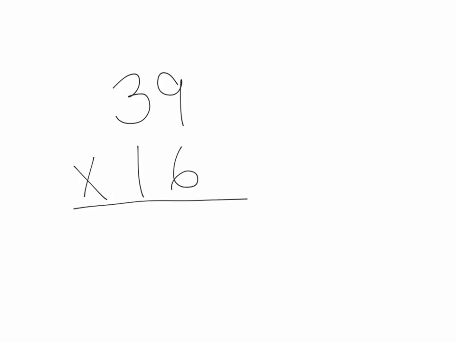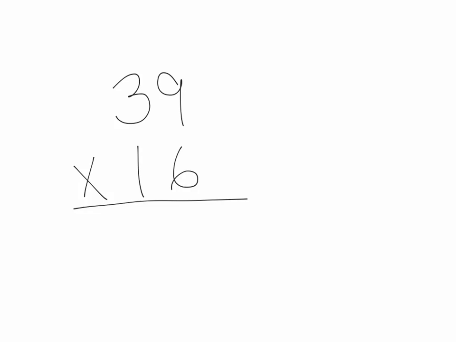Welcome to 2-digit by 2-digit multiplication. Let's get started. So let's say my number is 39 times, say, 16. Well, first and foremost, I want to multiply the ones place value.